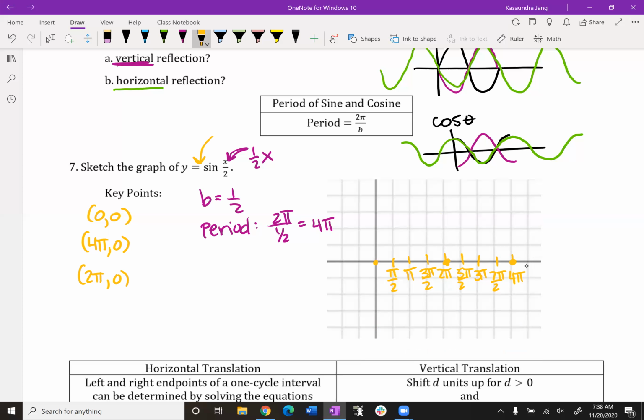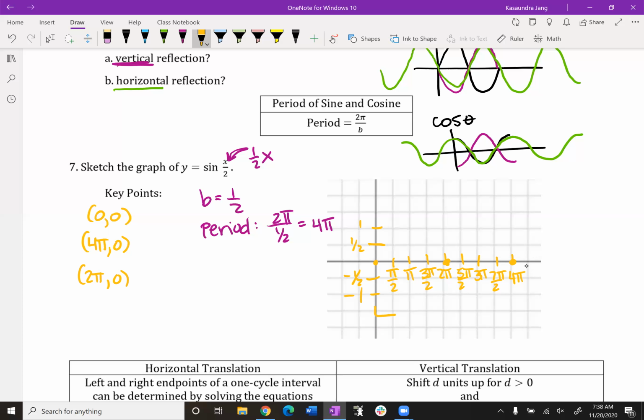My amplitude here, it's 1 sine of x over 2. My amplitude is 1. So the highest that it's going to hit is actually 1 and -1. Maybe I'll do that as 1/2 and 1. I'll go negative 1/2, negative 1.